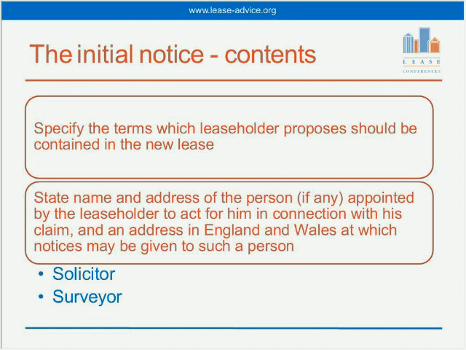The initial notice should also specify the terms which the leaseholder proposed should be contained in the new lease. To a certain extent, the lease can be varied to exclude or modify terms that are in the existing lease. In the next webinar, we'll come on to that and what terms of the new lease could be achieved on the statutory lease extension. It should also specify the name and address of the person, if any, appointed by the leaseholder to act for them in connection with the claim, usually a solicitor or surveyor, unless the leaseholder is acting for themselves, and an address in England or Wales, so it's not Scotland or Northern Ireland, at which notices may be given to such a person.